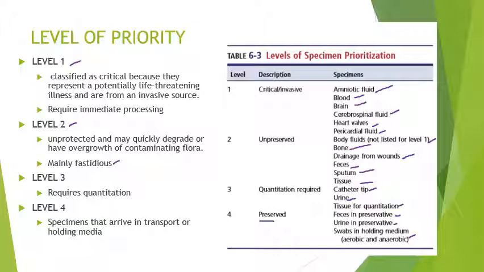So, always remember, level 1, the amniotic fluid, blood, brain, cerebrospinal fluid, heart valves and pericardial fluid, are important. The least are those with preservatives. If there are swabs not in a holding medium, they are under the unpreserved, so it is number 2. Note, if the swab is not in a holding medium or transport medium, it is under the unpreserved.